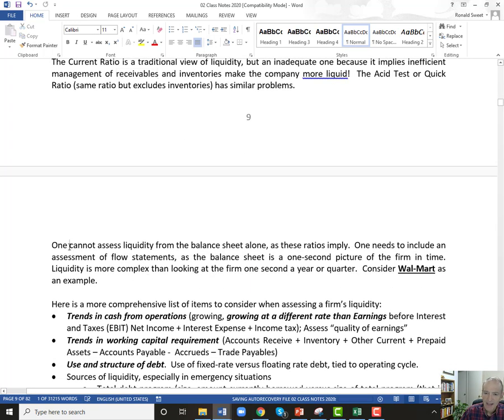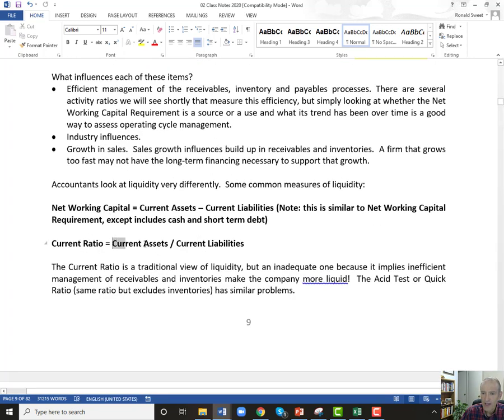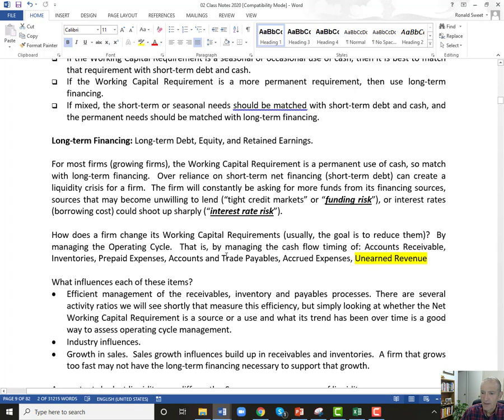So you really cannot assess liquidity just looking at the balance sheet. Those ratios really and truly do not tell you what's going on with liquidity. You need to look at a full set of financials, and especially the cash flow statement. What the current ratio ignores is the fact that this firm has a lot of cash from operations. The current ratio somewhat implies that the only thing you have to pay your liabilities are your current assets. The only way you can pay your accounts payable is by collecting on receivables.